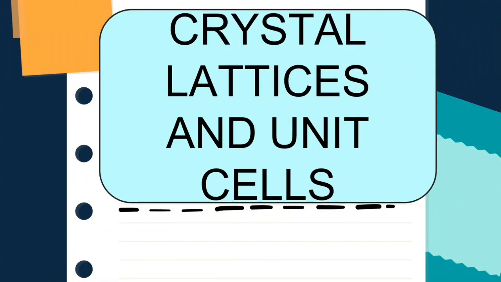In the previous class, we had discussed classification of crystalline solids. That is, we have discussed mainly 4 types of crystalline solids. So today in this video, we'll discuss crystal lattices and unit cells. This topic is very important. This is the basis of this chapter, the solid state. So you should know what a crystal lattice is and what unit cells are. So we'll discuss the topic: crystal lattices and unit cells.